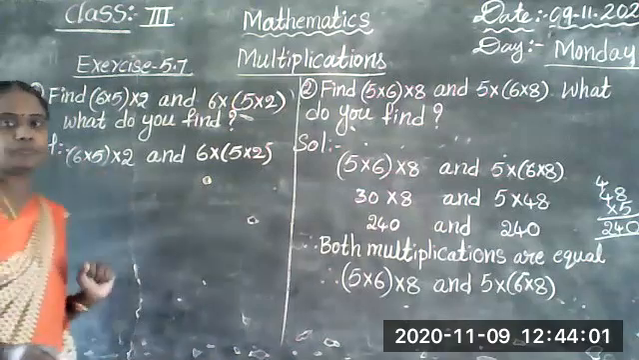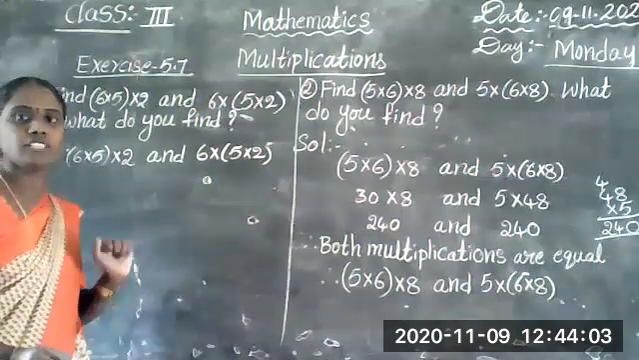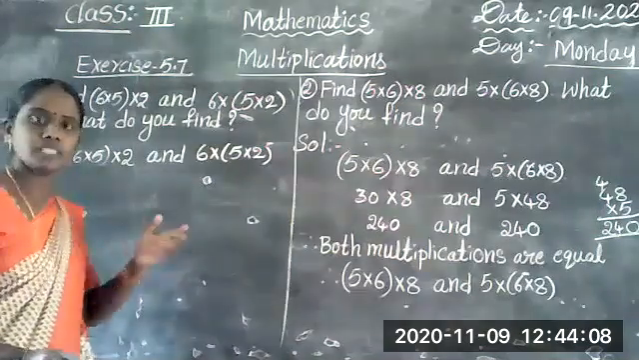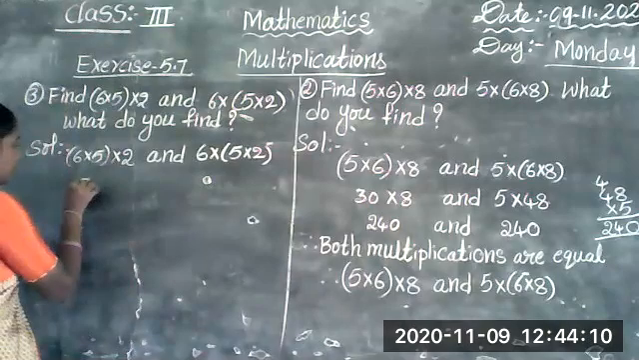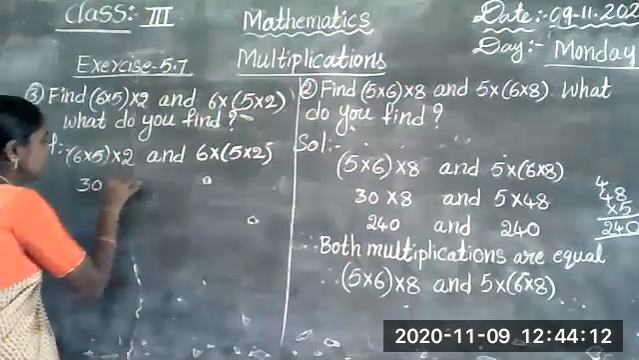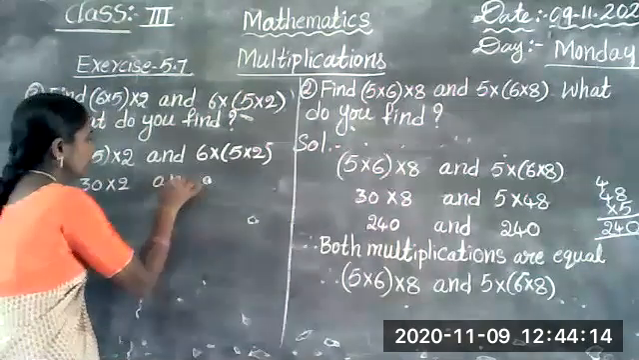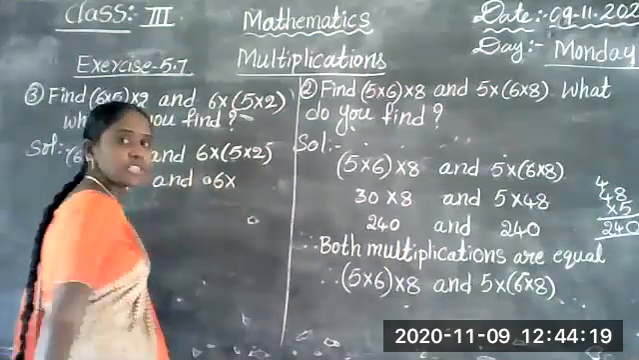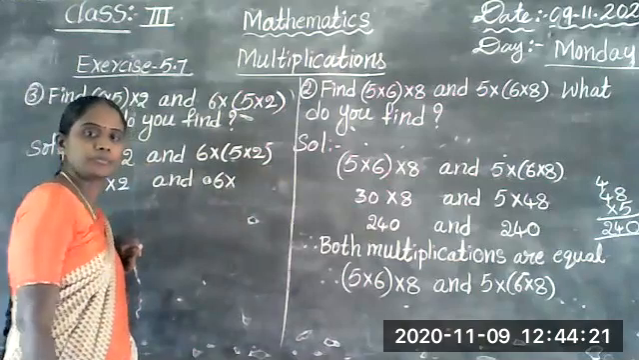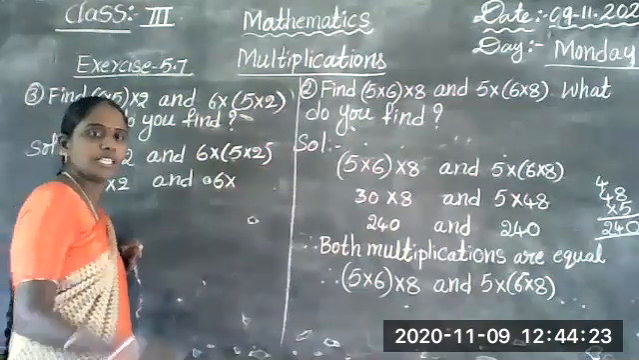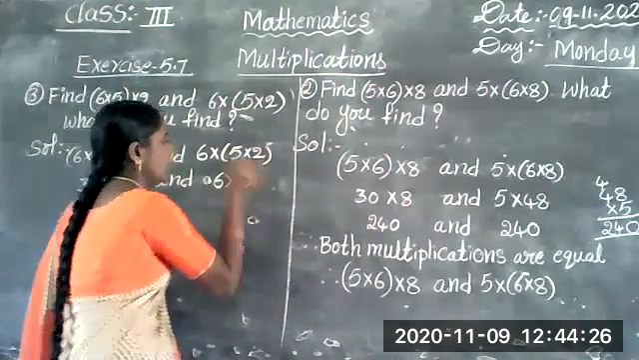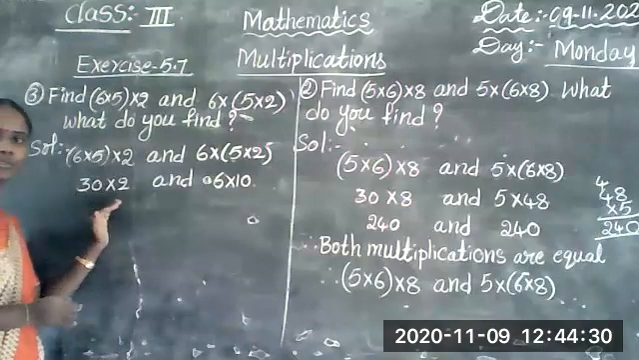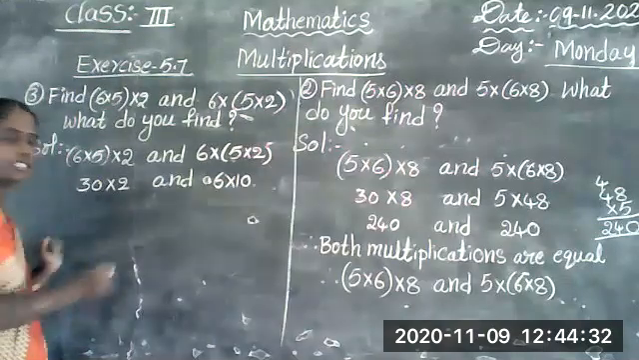6 5s are? What is the answer of 6 5s? 6 into 5, yes, 30. 30 into 2. And 6 into 5 into 2: 5 2s are 10. 10. 3 2s are 30 into 2. 3 2s are 60.